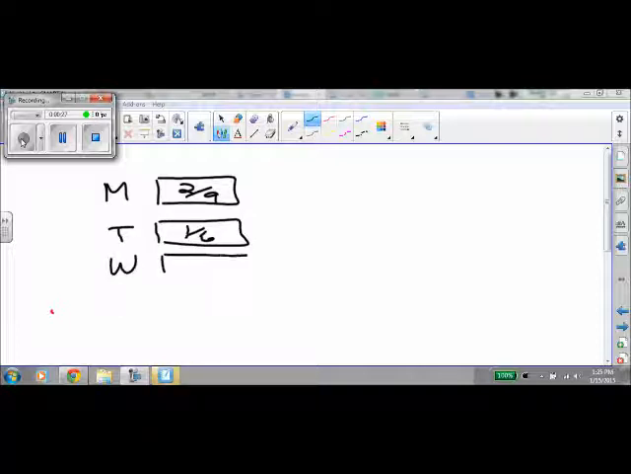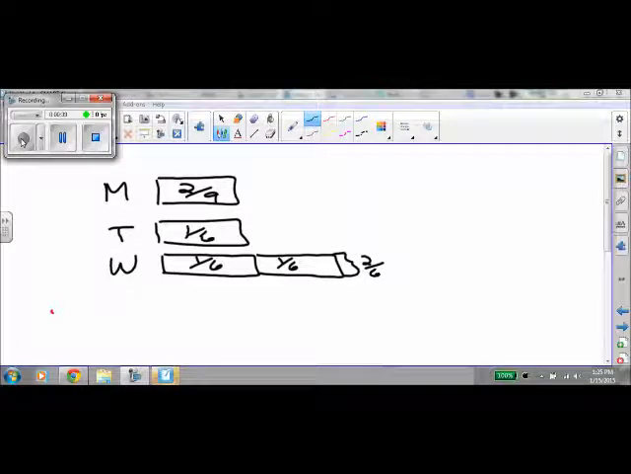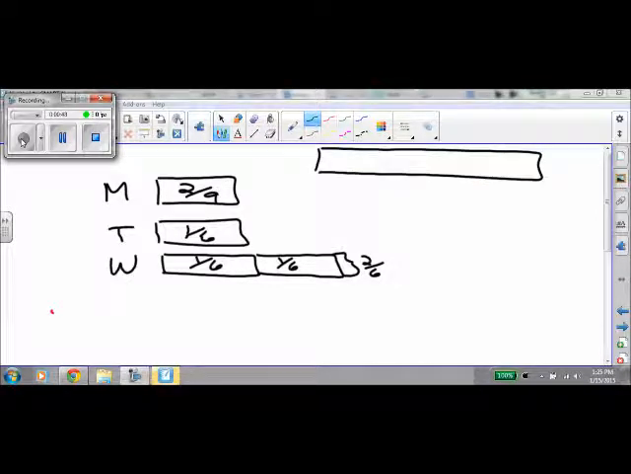On Wednesday, he read twice as many as he did on Tuesday, which means he read 1/6 and 1/6. So he actually read 2/6 on Wednesday. And then it says what fraction of the book is not read. Well, here's the whole book, and he read 2/9, and then he read 1/6, 1/6, 1/6. What fraction of the book is left?